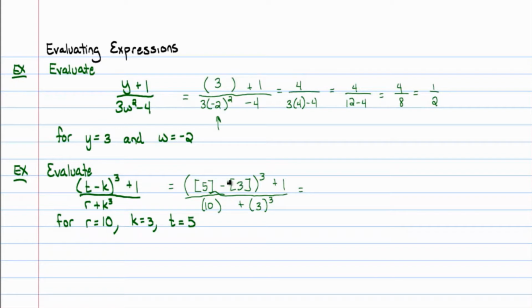I see this, the innermost parentheses here, upstairs will be 5 minus 3, which is going to be 2. Downstairs, we still have the 10 plus 3 cubed. I could have done some work there, but I chose not to yet. Upstairs, 2 cubed is 8. Downstairs, 10 plus 3 cubed is 27. So this will turn into 9 over 37, and there's actually no way to reduce that. So we're kind of stuck on that. 37 is prime, so you can't really cancel anything out.